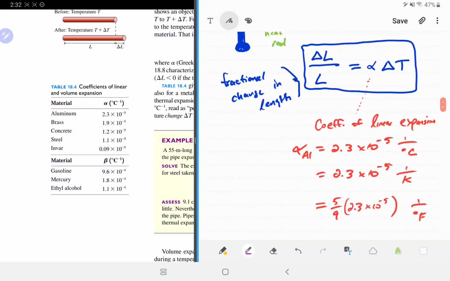Another thing I want to mention here is that the alpha that you're given tells you what units your delta T needs to be in. So it doesn't matter whether this is 1 over degree C or 1 over degree F, as long as you multiply by the appropriate delta T here to cancel out that unit.